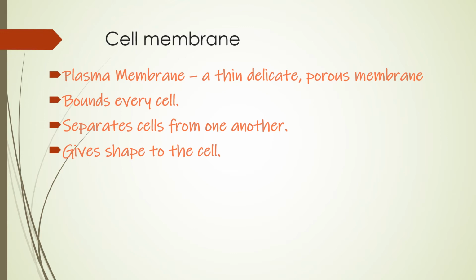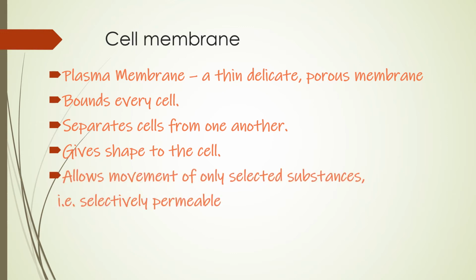It provides an outer boundary to the cell and protects the cell from injury. It allows movement of only selected substances. That is, it is selectively permeable. The plasma membrane is porous and allows the entry and exit of only selected substances. It also prevents the movement of some other substances across it.